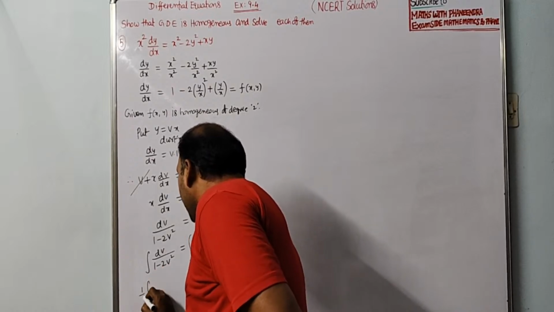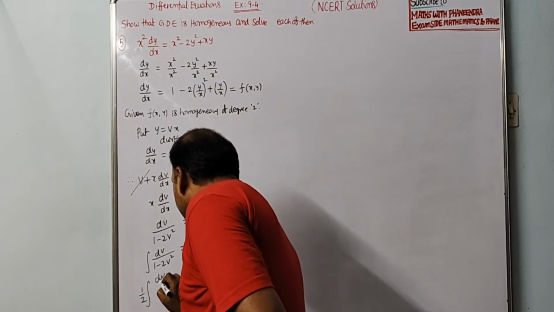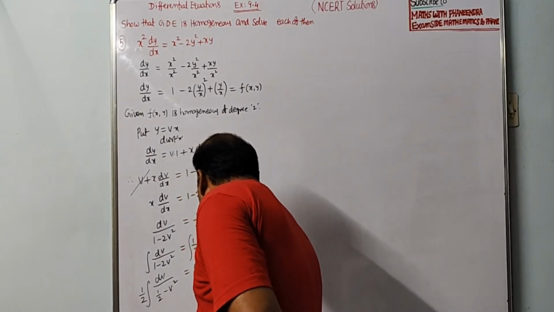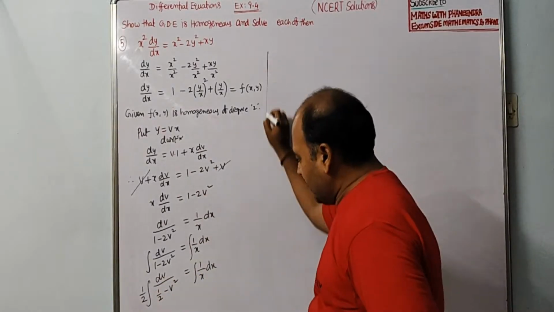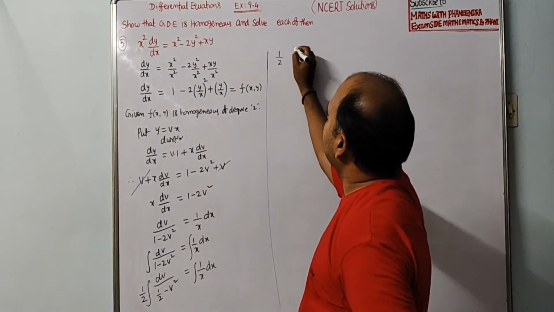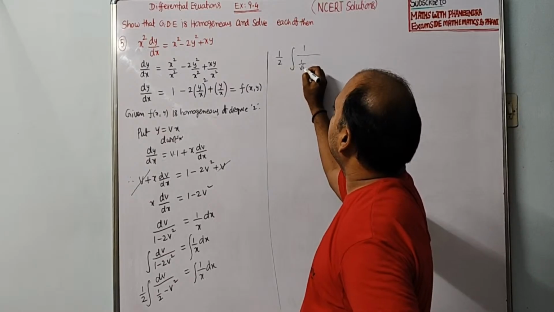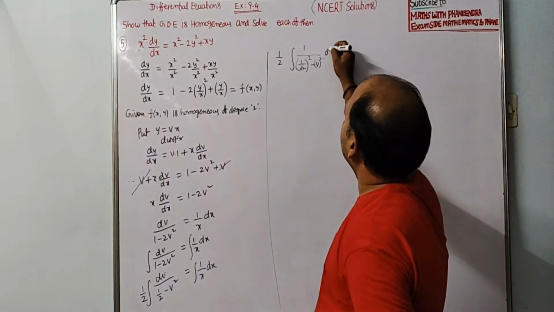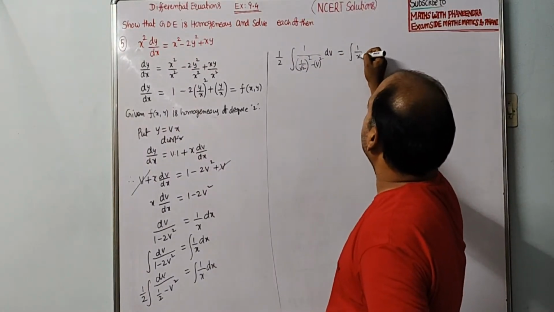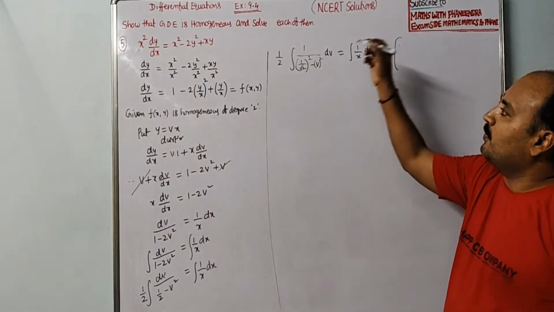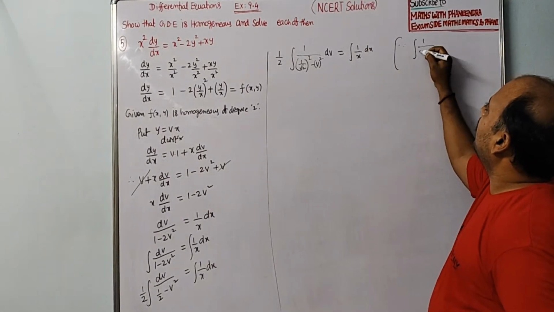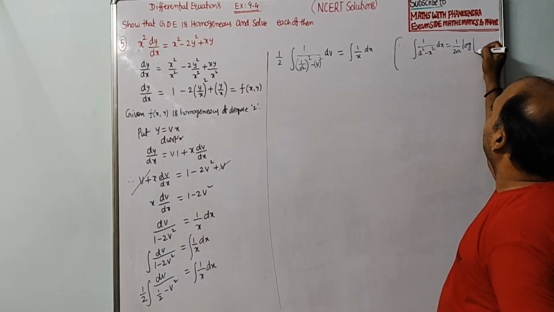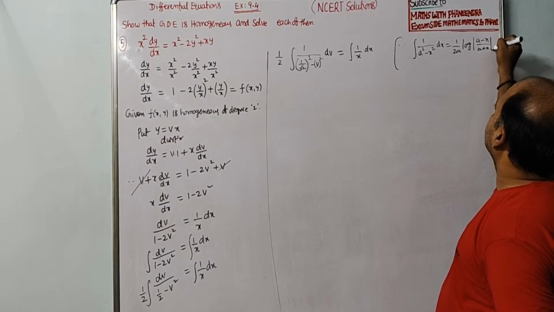Here 2 take common, 1 by 2 we are taking common. So dv by (1 by 2 minus v square) equals integral 1 by x into dx. So this one we can write as 1 by 2 integral, and 1 by 2 can be written as (1 by root 2) whole square, minus v square into dv equals integral 1 by x into dx. Here we are going to apply this formula: integral 1 by (a square minus x square) dx equals 1 by 2a into log mod (a minus x) by (a plus x). I hope you understand.